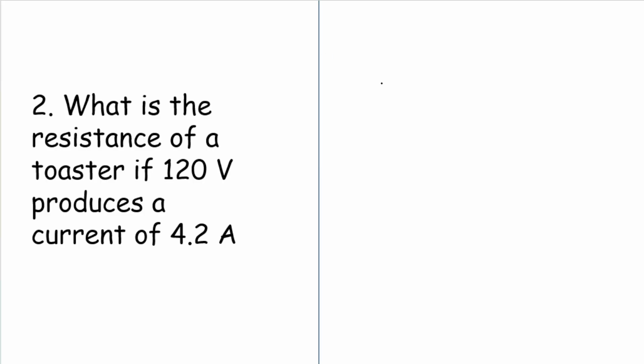So we have a toaster. Let's just model it as a resistor here. So we will need to find out what is R in this resistor. And we are given that when we have a current of 4.2 ampere, here we will have a potential difference of 120 volt. So this is the voltage, and the blue one is the current.